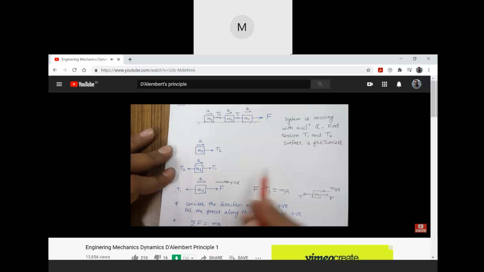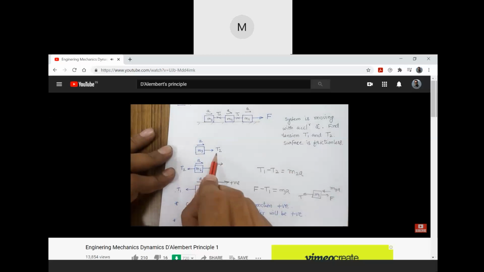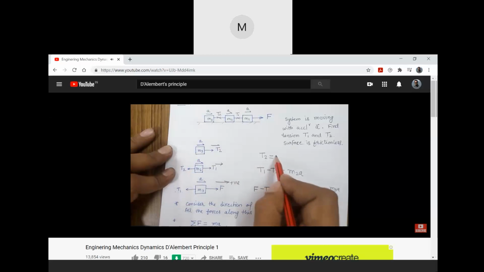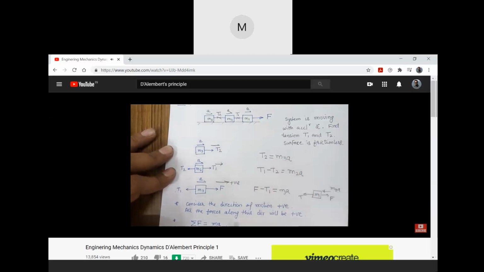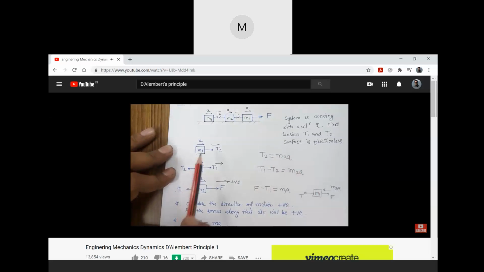Similarly, I can write the equation for the second mass, where this is the direction of motion, so T1 will be positive, T2 will be negative, and these two will be balanced by M2A. Similarly, for the first mass, there is only one force, T2, which is in the positive direction because the mass is moving in this direction, and it will be balanced by M1A. So please recollect all these things. We have assumed that this direction of motion is positive, so all the forces acting in this direction are considered positive. T1 acts opposite to the direction of motion, so it is negative, and this will be my equation of motion.